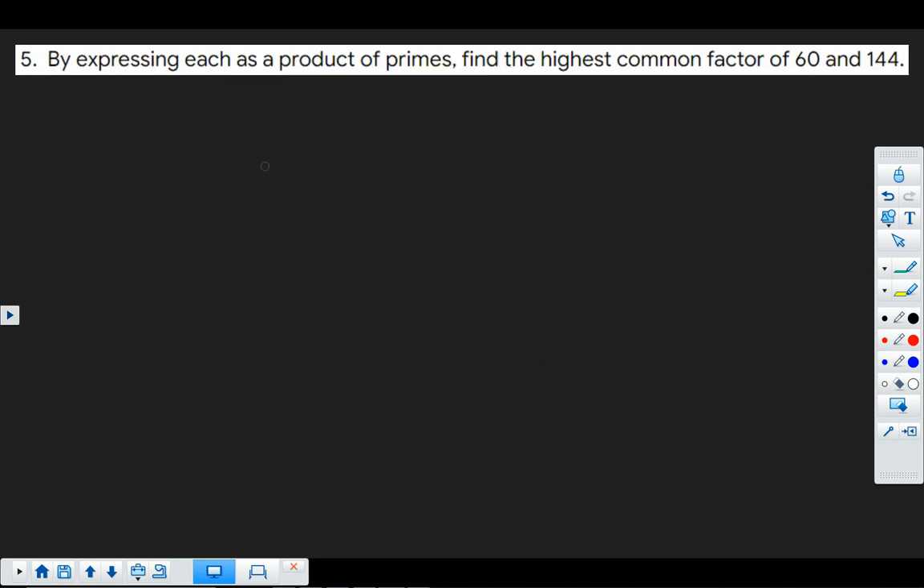Okay, we've got quite a lot of work to do here. So we've got to express each as a product of primes. So let's do that, start with 60. So 60, we're going to split it with this tree here, 2 times 30. 30 can be split into 2 times 15, and my 15 can be split 3 times 5. So 60 is 2 squared times 3 times 5. So that's expressing each as a product, product means times, of its prime numbers, 2, 3, and 5.